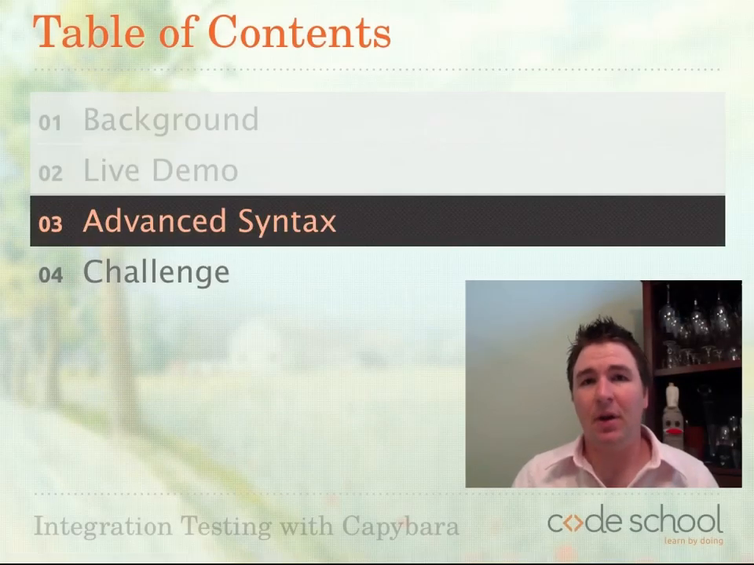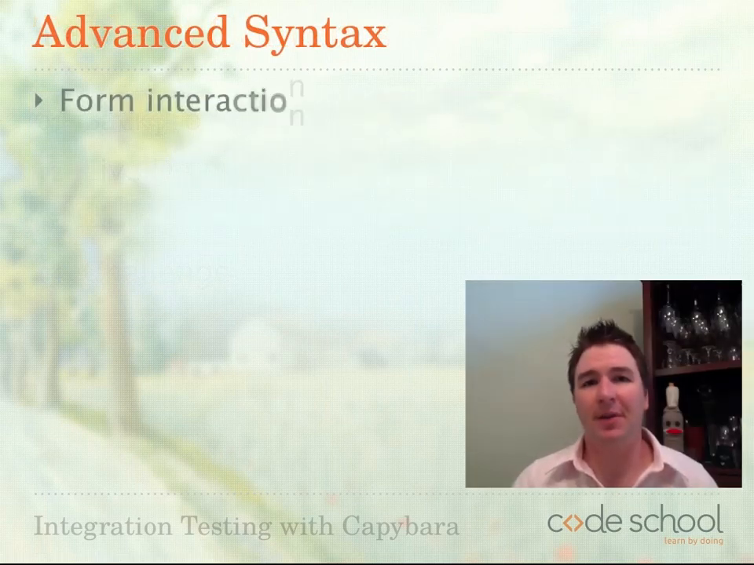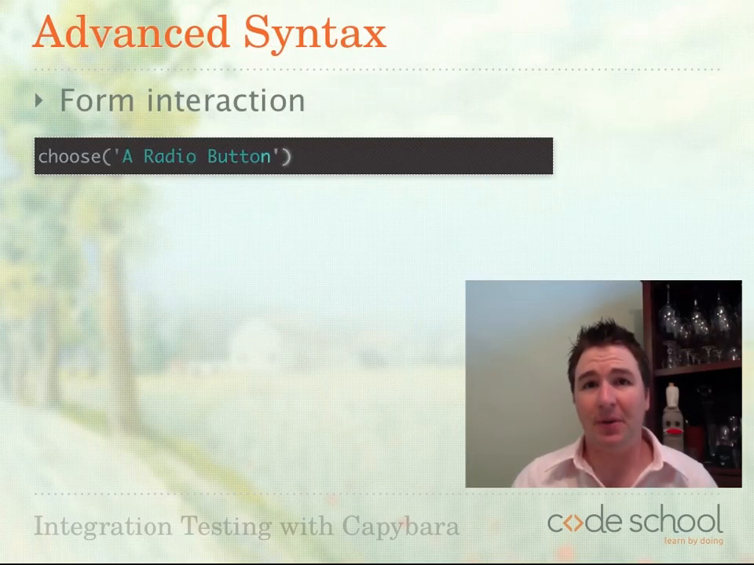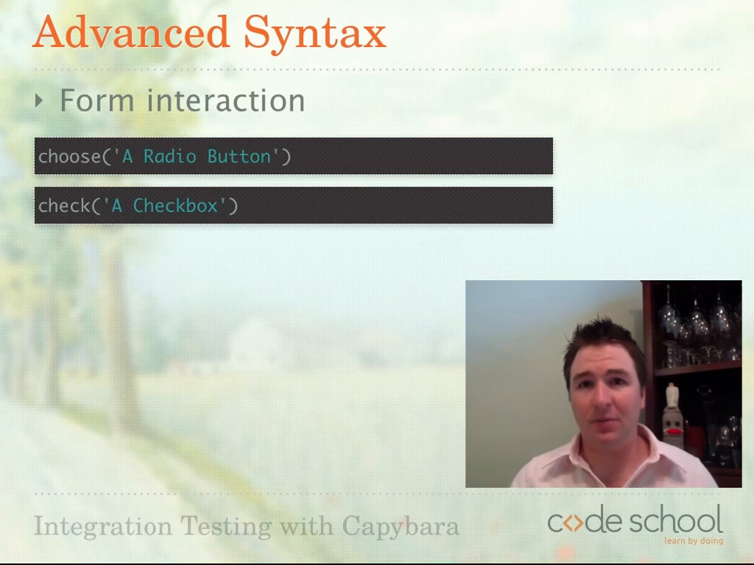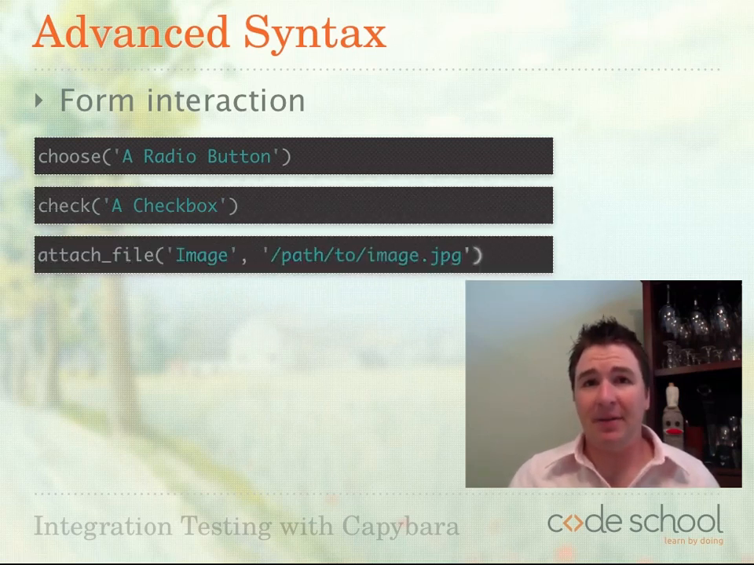As I told you before, Capybara has a very intuitive DSL, which I showed you a little bit of during the screencast. Let's start with form interaction. So choose a radio button. That's what you want to do. You want to choose a radio button. Very easy. Check a checkbox. Also makes sense. Attach file, image, and path to image.